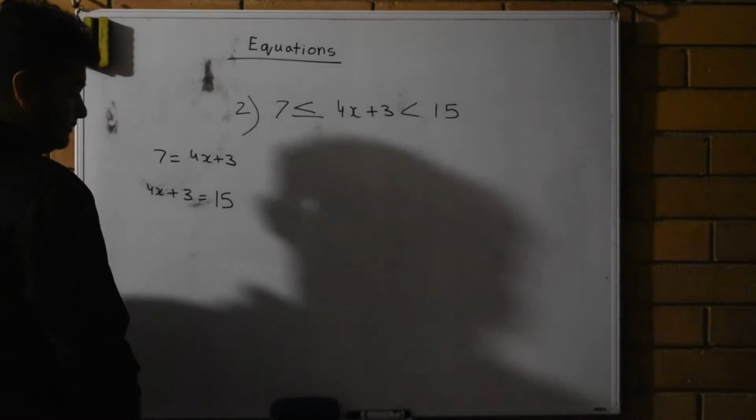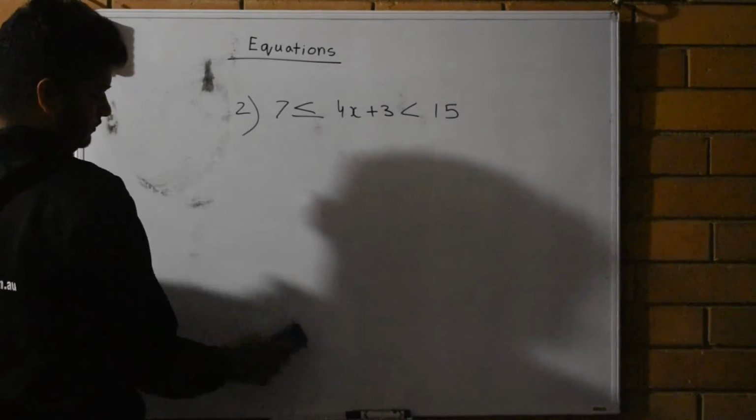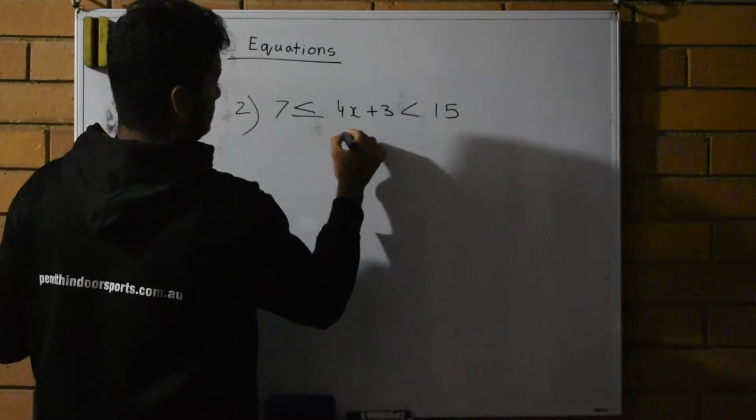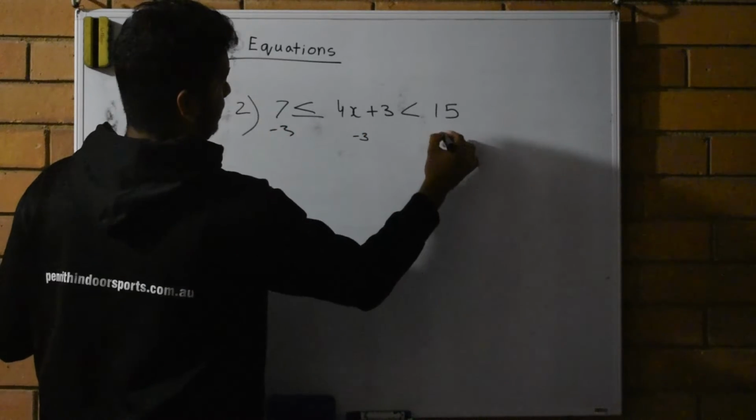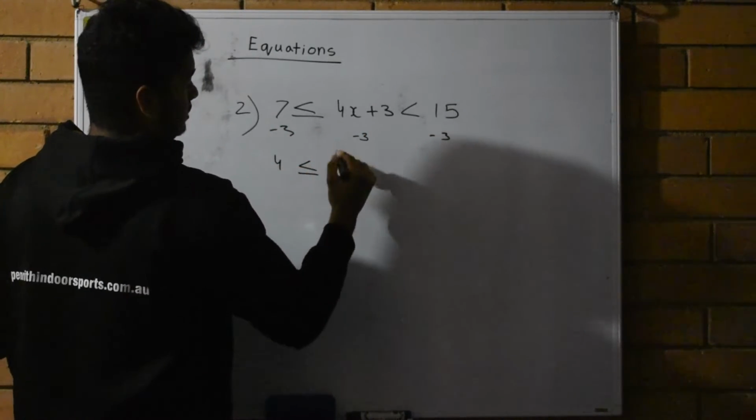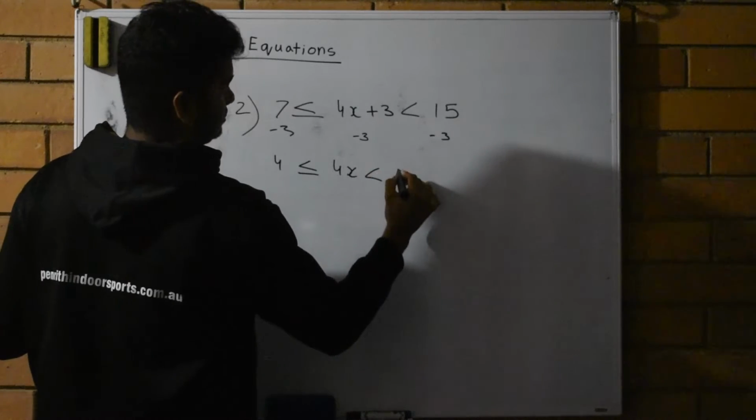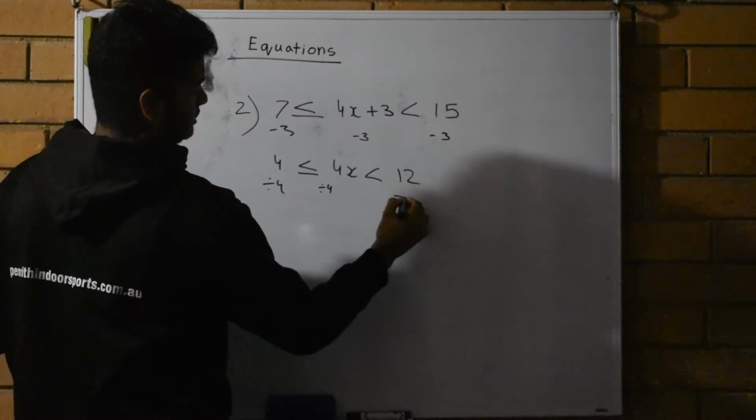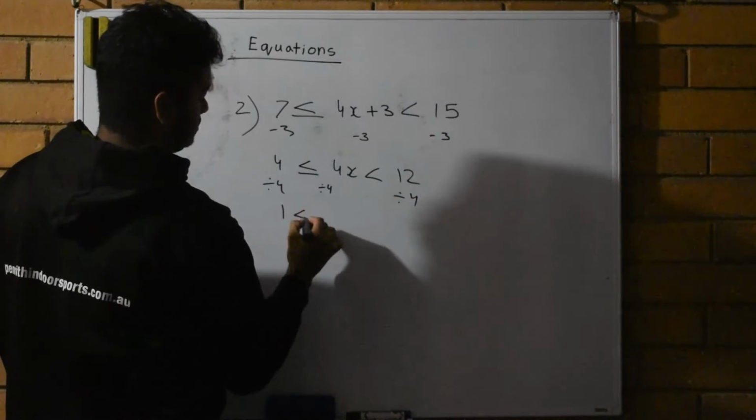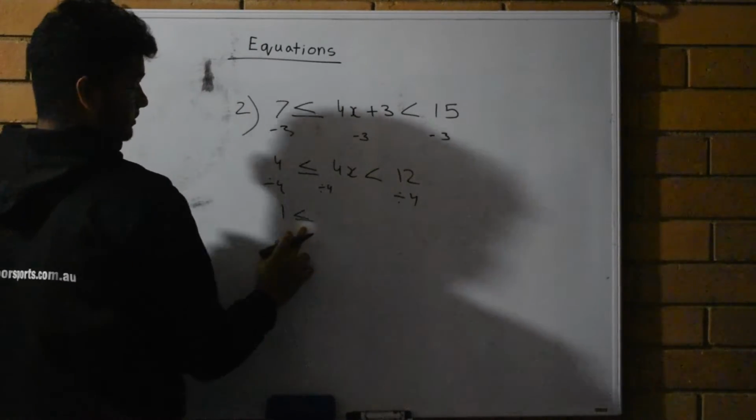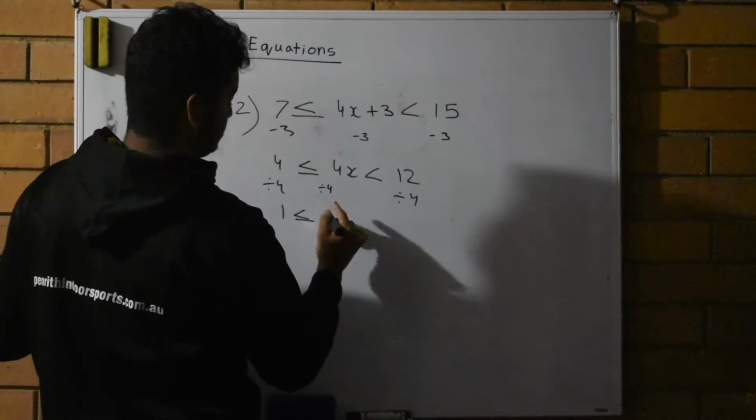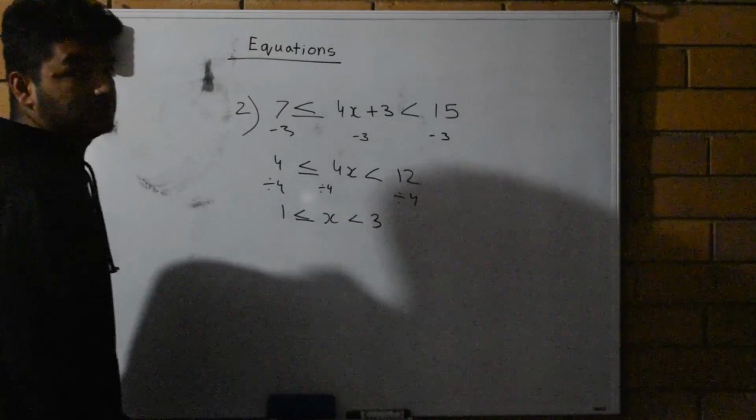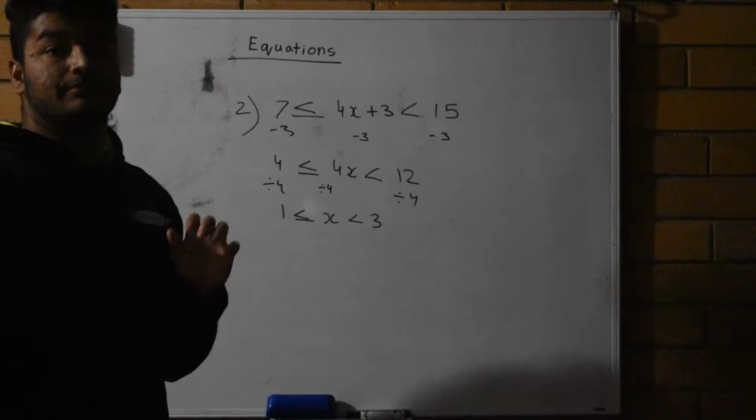So straight away, I'll just show you how to solve it. Take away 3, and take away 3. It's going to leave me with 4x and 12, and then divide by 4, and divide by 4. It's just going to give me 1 is less than or equal to x, which is less than 3. So that should be your answer.